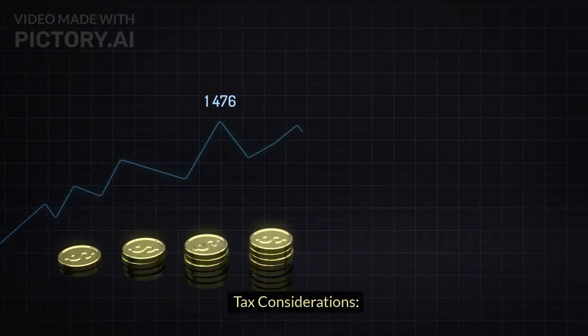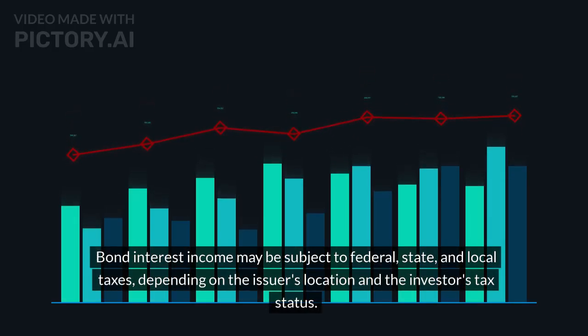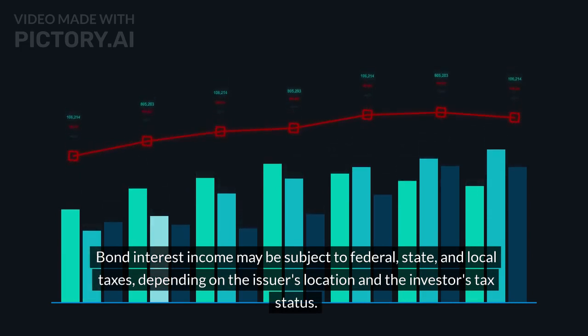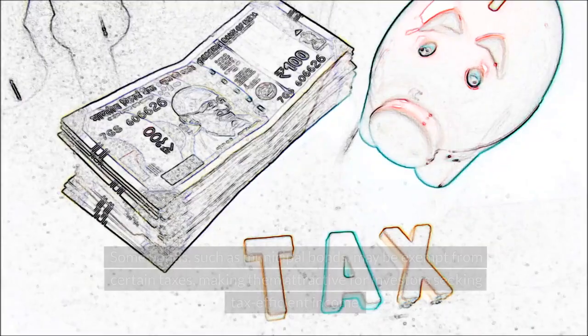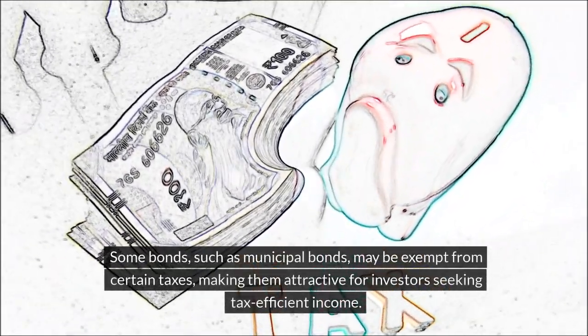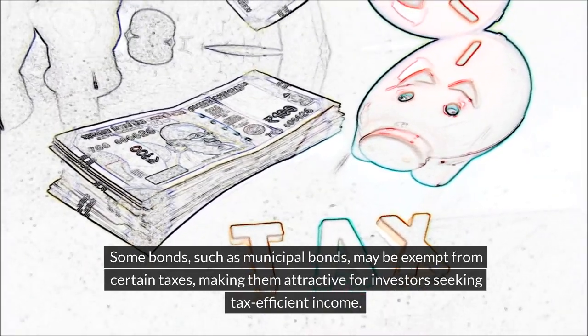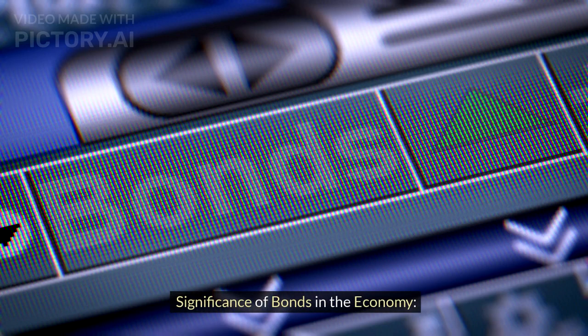Tax considerations. Bond interest income may be subject to federal, state, and local taxes, depending on the issuer's location and the investor's tax status. Some bonds, such as municipal bonds, may be exempt from certain taxes, making them attractive for investors seeking tax-efficient income. 9. Significance of bonds in the economy.